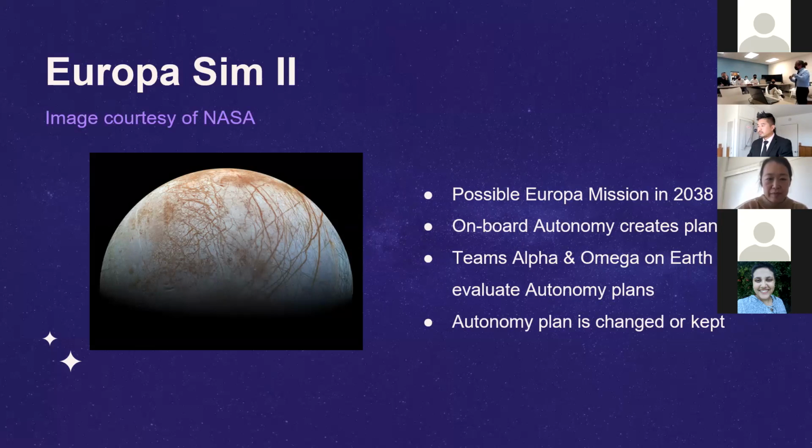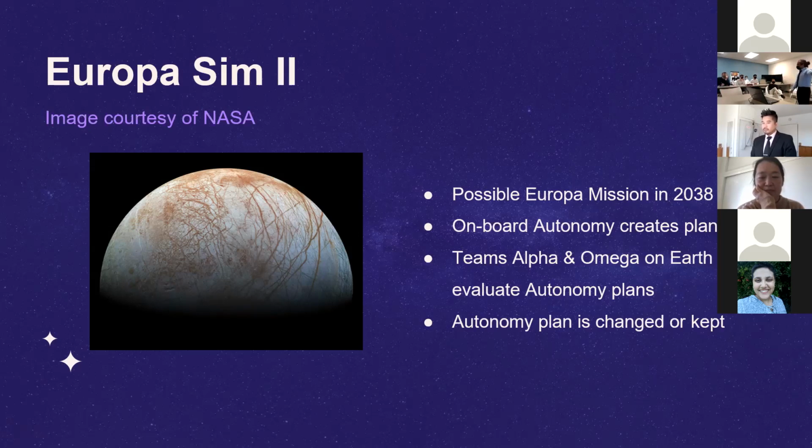Because of that, the proposal is to put onboard autonomy so that while there's no connection between Earth and Europa, the lander itself can make decisions while Earth is trying to get that connection to the lander. And once Earth does connect to Europa, then the teams on Earth can reevaluate the plan that the autonomy made and see if something should be changed or not be changed.